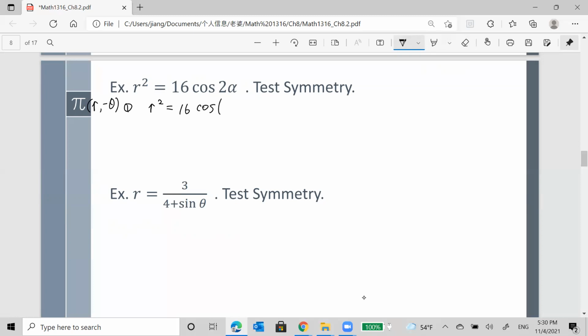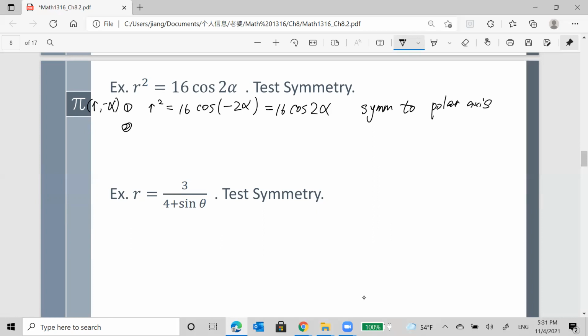Right now I can't replace the negative theta. I need to use negative alpha because here is alpha. Negative 2 alpha. So cosine is even. That means equals 16 cosine 2 alpha. So they are the same. So yes, it's symmetric to the polar axis.